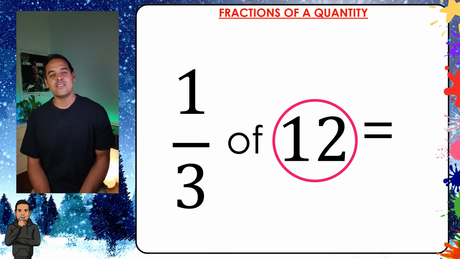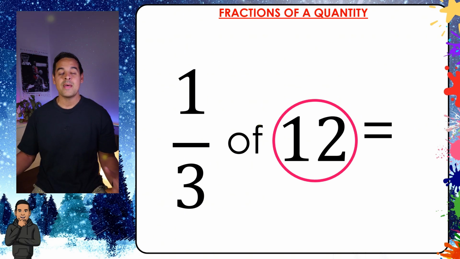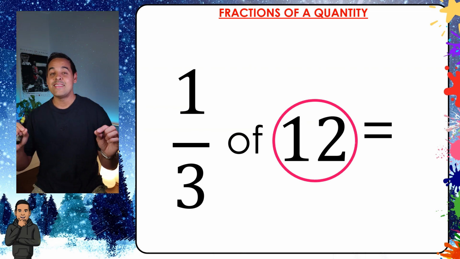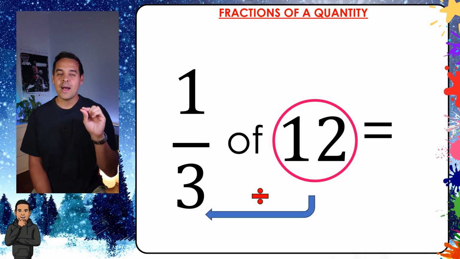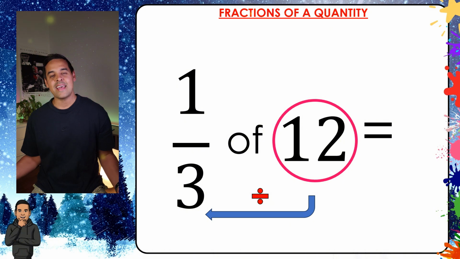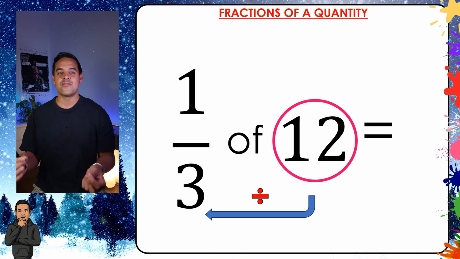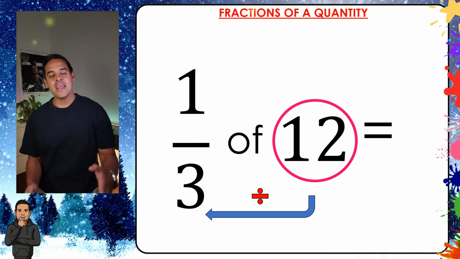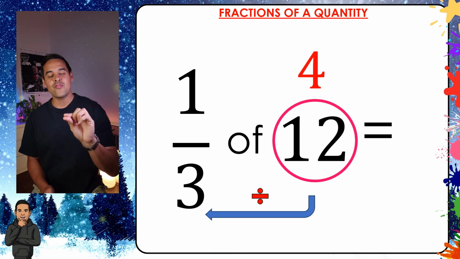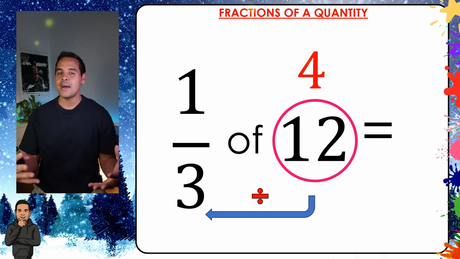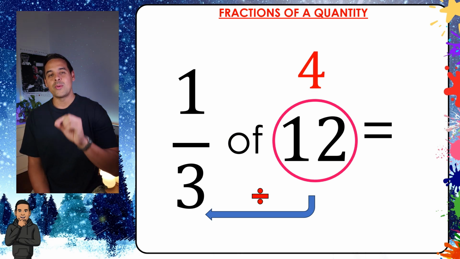Now 12 here is going to be our whole number, so the first step in order to solve this question is going to be to divide our whole number by our denominator. So in this case, what is 12 divided by 3? Now that answer is going to be 4. So on your worksheet at school or in your workbook, whatever you work on, you will put a little 4, the answer to that first part of the question, above the whole number.